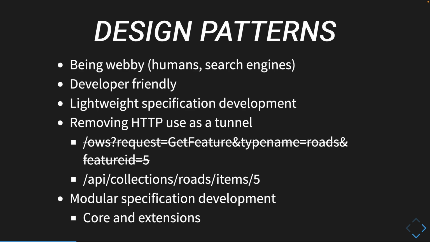The other big design pattern in current OGC APIs and web APIs in general is removing the use of HTTP as a tunnel. This means that we more properly use the native HTTP methods to define our endpoints and URIs and URLs for that matter. So here you can see the URL that's struck out. That is a WFS1 or WFS2 Web Feature Service style request, and the second one is an OGC API or current web API style of request.